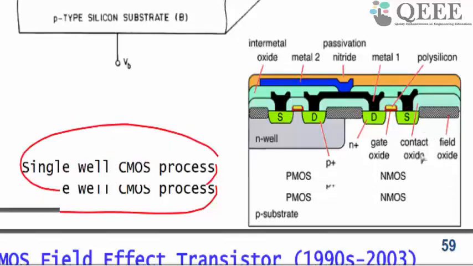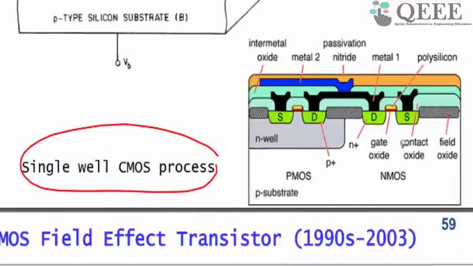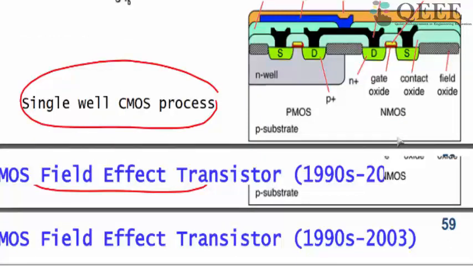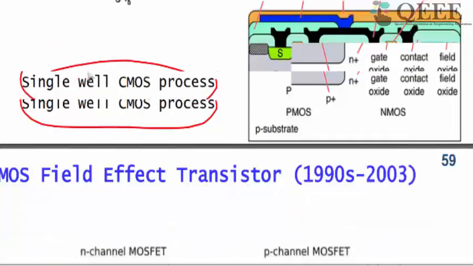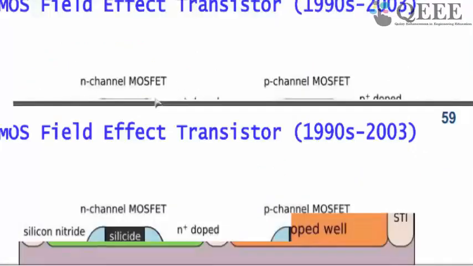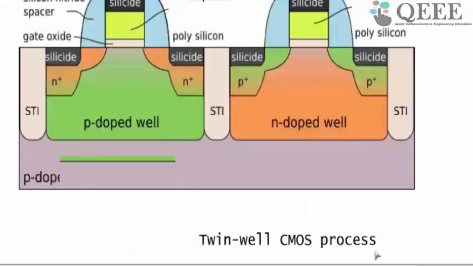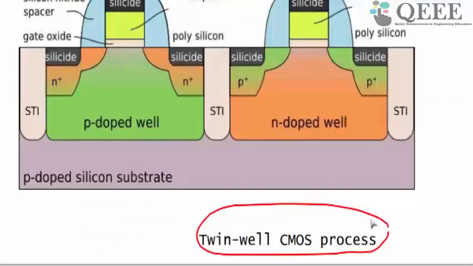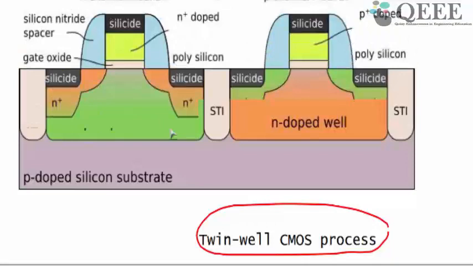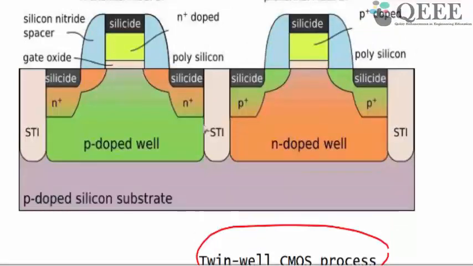Then people moved on to other physical structures. For example, here it was a single well CMOS process. Then people started talking about something known as a twin well CMOS process. In the twin well CMOS process, each NMOS and PMOS sits in its own well.